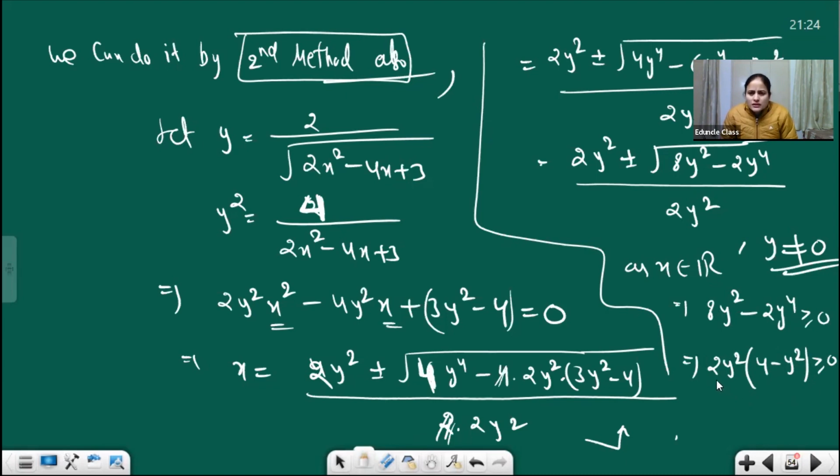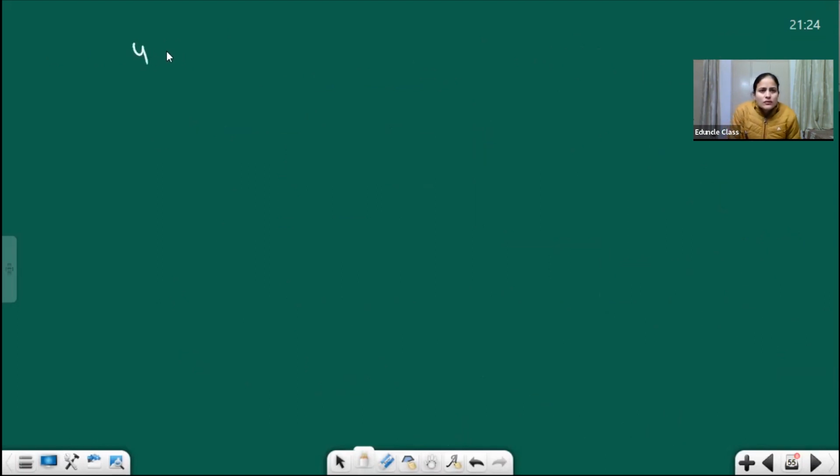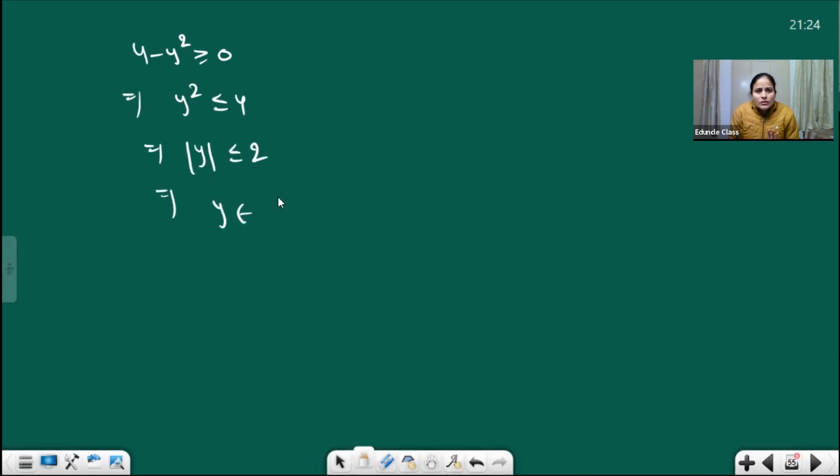So this term is already positive. This term is already positive. So I want 4 minus y square to be greater than or equal to 0. So this will imply that y square is less than or equal to 4. So this implies mod of y is less than or equal to 2. Correct? So here I am getting y belonging to minus 2 to plus 2.